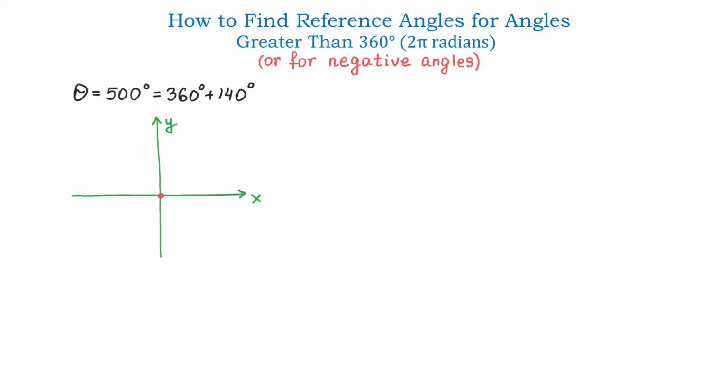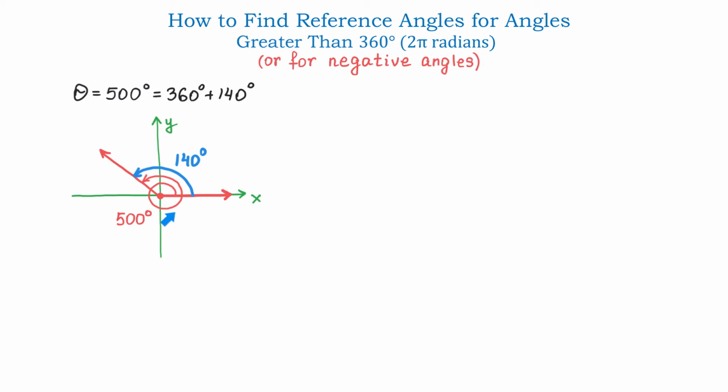So here we have the initial side. Then we will move counterclockwise to complete one full rotation and another 140 degrees. Then the terminal side will be located in quadrant 2. So here we have an angle that measures 500 degrees, and this is the initial side and this is the terminal side. Now notice that the angle of 140 degrees has the same initial side and the same terminal side. Also, this angle is between 0 degrees and 360 degrees.